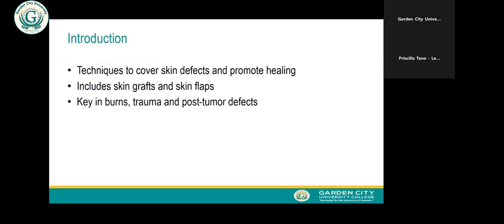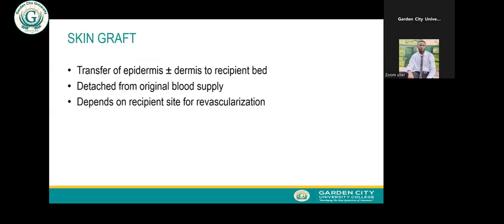What really are they? So skin grafting, we know, is a technique where a section of the epidermis and then the dermis is detached from its own blood supply and then transferred as some sort of free tissue to a distant site. Mostly they call that distant site the recipient bed or the graft bed. Is that okay? So there's a detachment of the epidermis and the dermis from its own blood supply to another part, right?